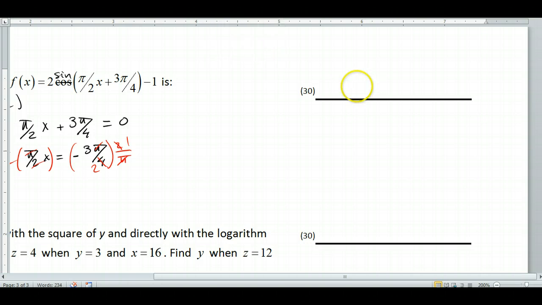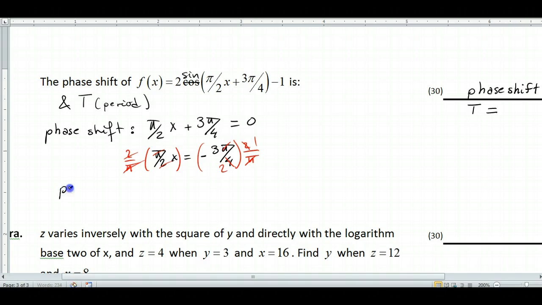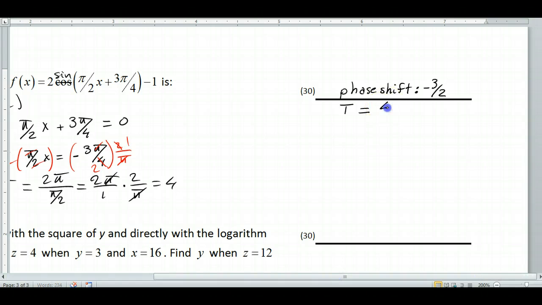Usually it does work. So what I'm saying is the phase shift is, let's see, it should stay right here. Yeah, phase shift is -3/2. And let's get the period. For the period you know what to do, right? T is 2 pi, the regular period of sine and cosine, divided by the coefficient right here. This is just the result from graph shifting. So it's 2 pi over 1 times 2 over pi, which is just 4. So the period is 4. All right.